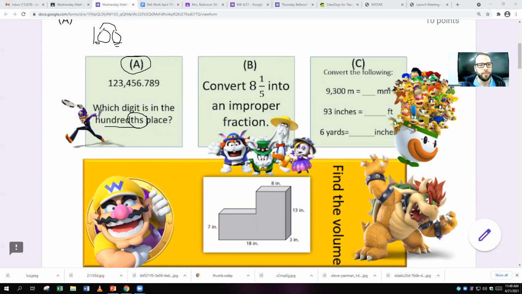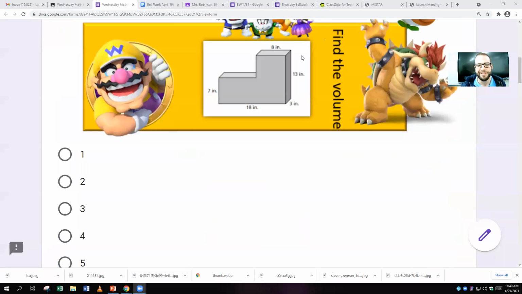When you get 10 of them, it goes to the tenths place, right? But when you get 100 of them, it is one whole. So the tenths place is this one right here. Right now you could see that we have 78 hundredths. It would take 100 hundredths to make a whole. So the 8, which digit is in the hundredths place? It's the 8.